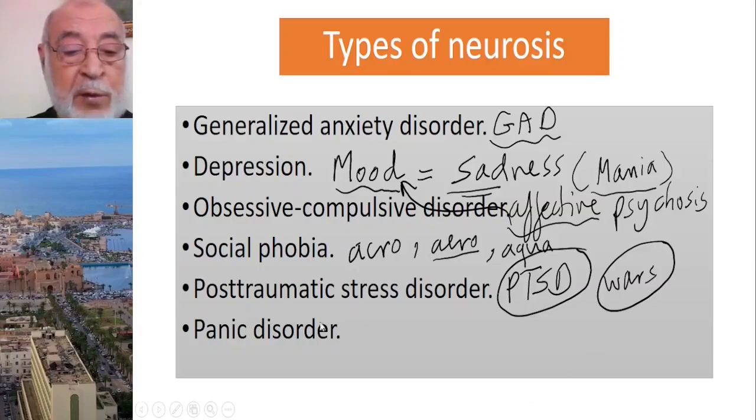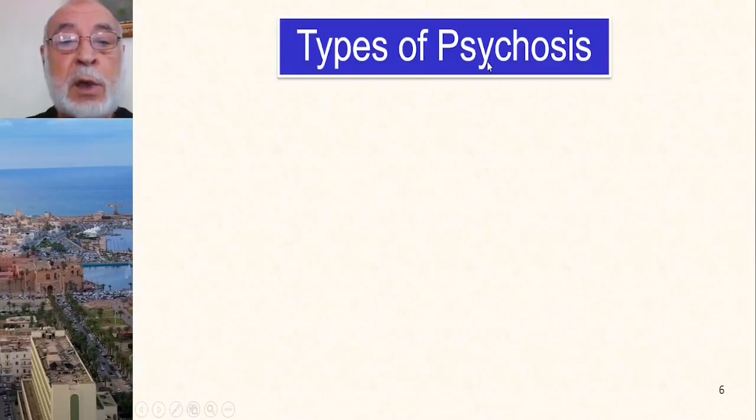It resembles anxiety, except that anxiety stays for a very long period of time. A panic attack only lasts a few hours and then disappears. So these are the different types of neurotic illness.